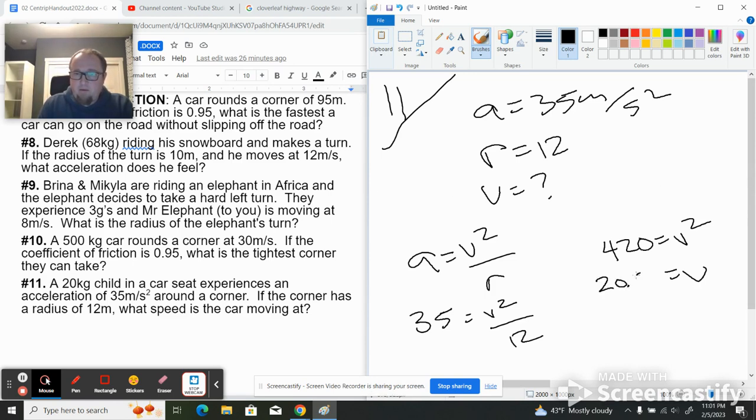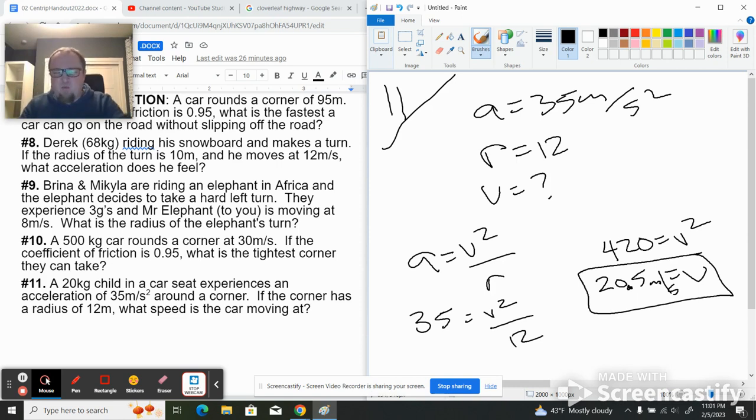There it is. Found my pen. Units, meters per second. 20.5. What speed is the car moving at? 20.5 meters per second. Sorry, my nose is tickling.